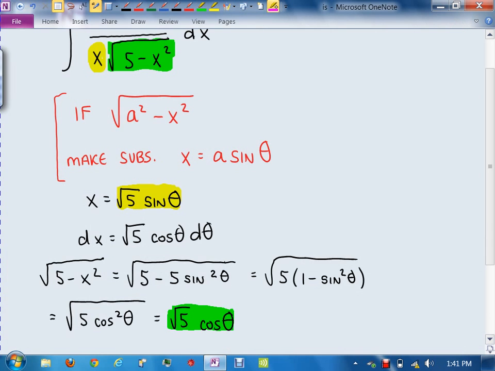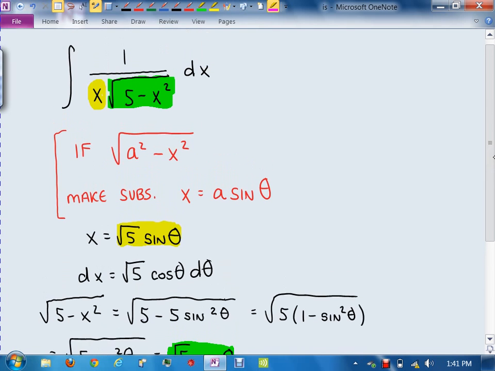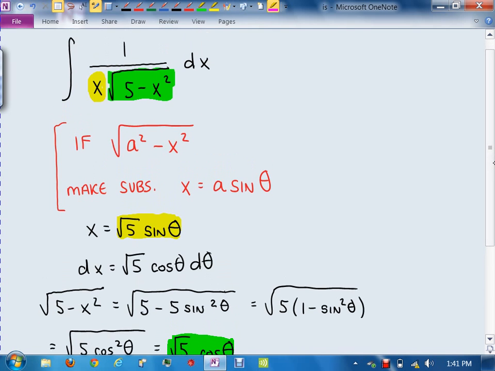That'll work. Okay, so what else do I need to replace? I'm forgetting something here. What do I still need? The dx, right? And what's dx going to be for me? Root 5 cosine theta d theta. So now I've got everything in terms of theta. I'll write it right here.